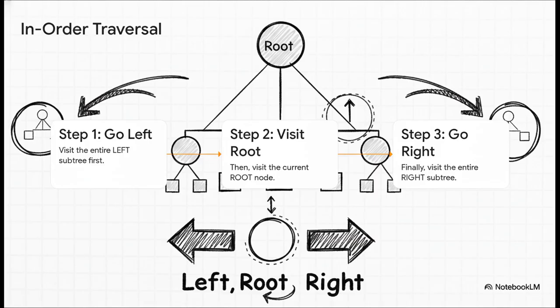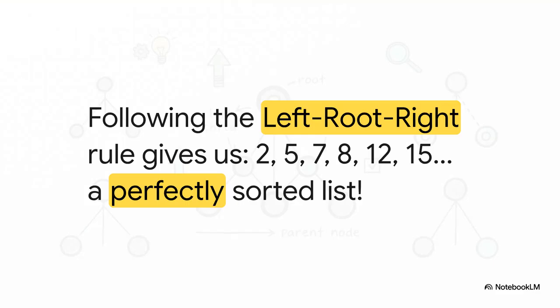We just apply the same rule over and over again to every node in the tree. The rule is always, first go as far left as you can, then visit the node itself, and finally go right. Just remember that. Left, root, right. And here is the payoff. This is the moment it all clicks.